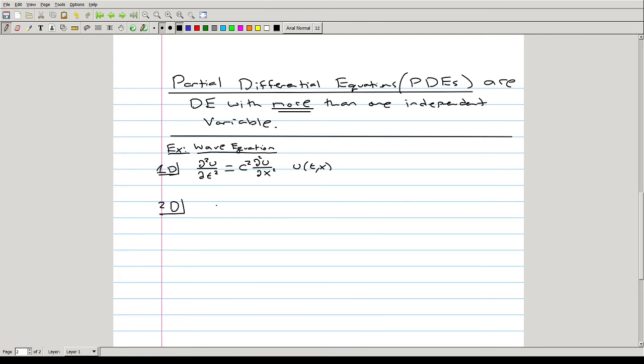Likewise, we can actually derive the wave equation in any number of variables. The wave equation in 2D is the second partial derivative of u with respect to t equals the wave speed c squared times the second partial derivative of u with respect to x plus the second partial derivative of u with respect to y, in which case u, in 2D, is a function of x, y, and t.